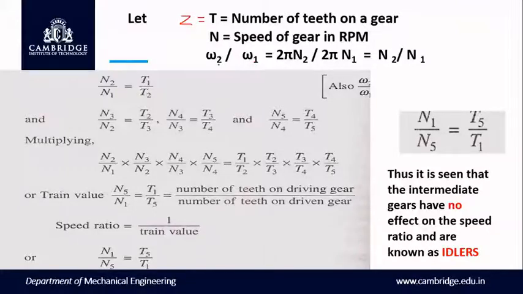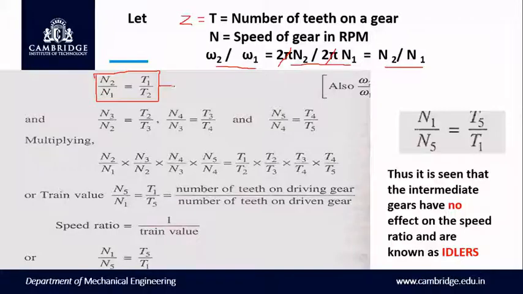We know that the angular velocity can be written as 2 pi N, therefore the corresponding omega 2 by omega 1 can be written as 2 pi N2 divided by 2 pi N1. Here 2 pi is a constant, so 2 pi cancels, and we end up with N2 by N1. The ratio of speeds can be represented in terms of the ratio of the number of teeth in this manner. That is, N2 by N1 is equal to T1 by T2.